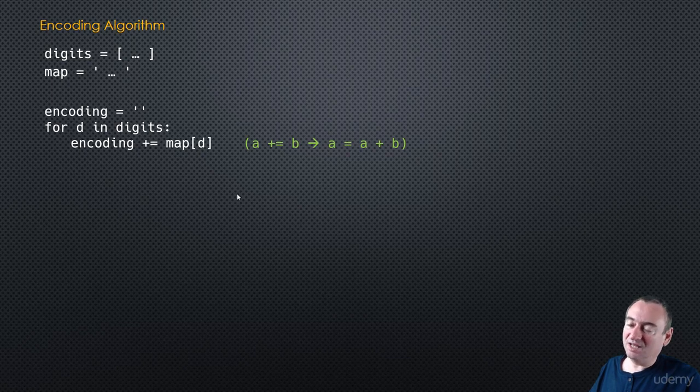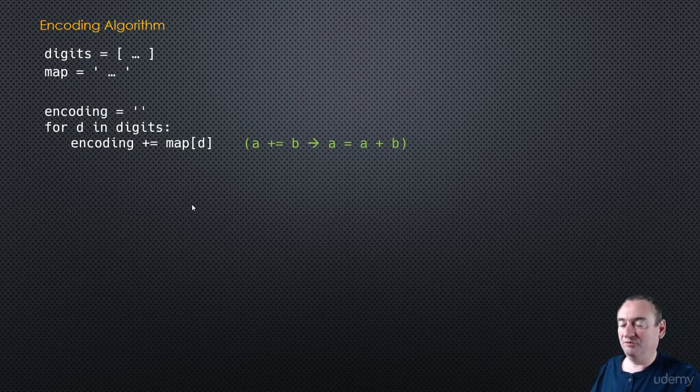Now this isn't a very efficient way of doing things, because if you think back to our discussion on strings, those are immutable objects. So we're not appending to encoding every time we run through this loop. We're creating a new string every time. We're saying take encoding and concatenate onto it map of D, which is B. That creates a new string and then reassigns it to encoding. So every time we're creating a new string.